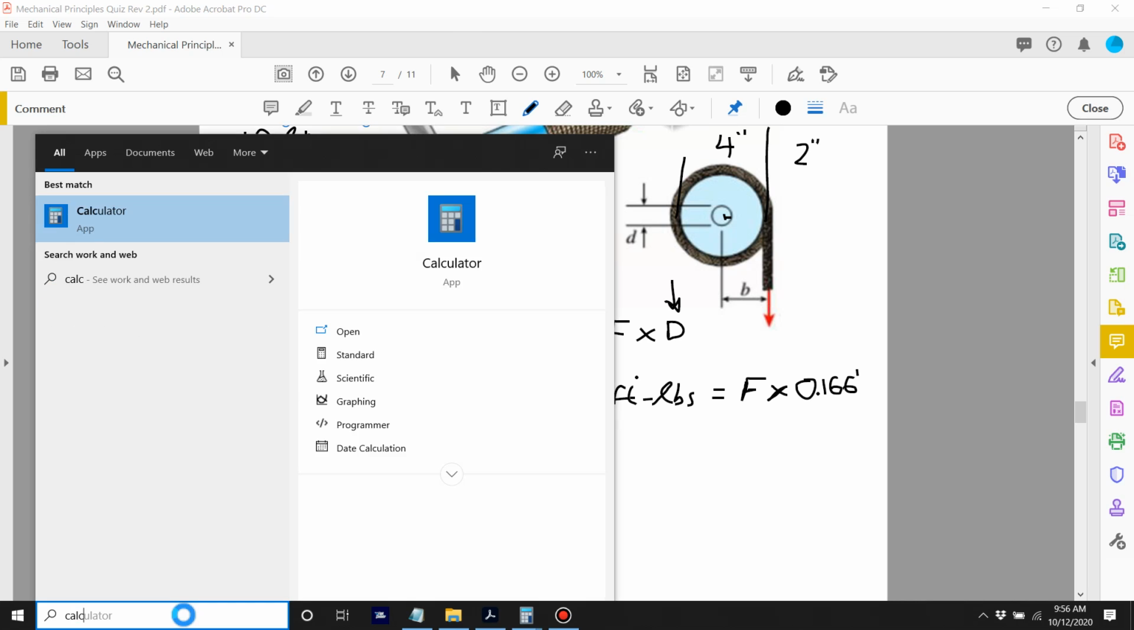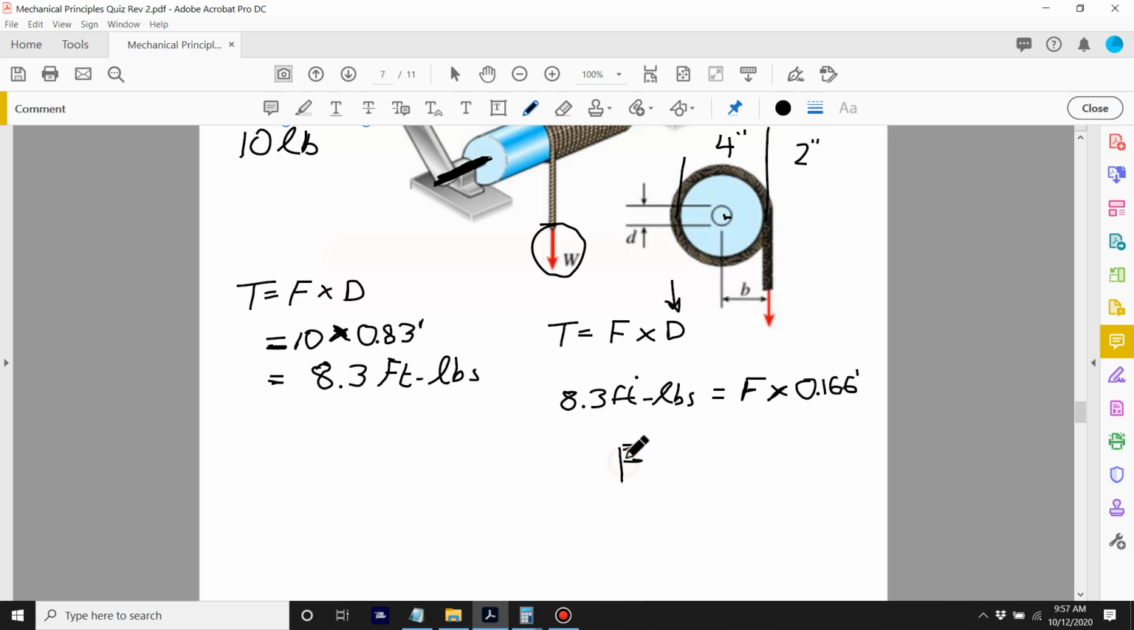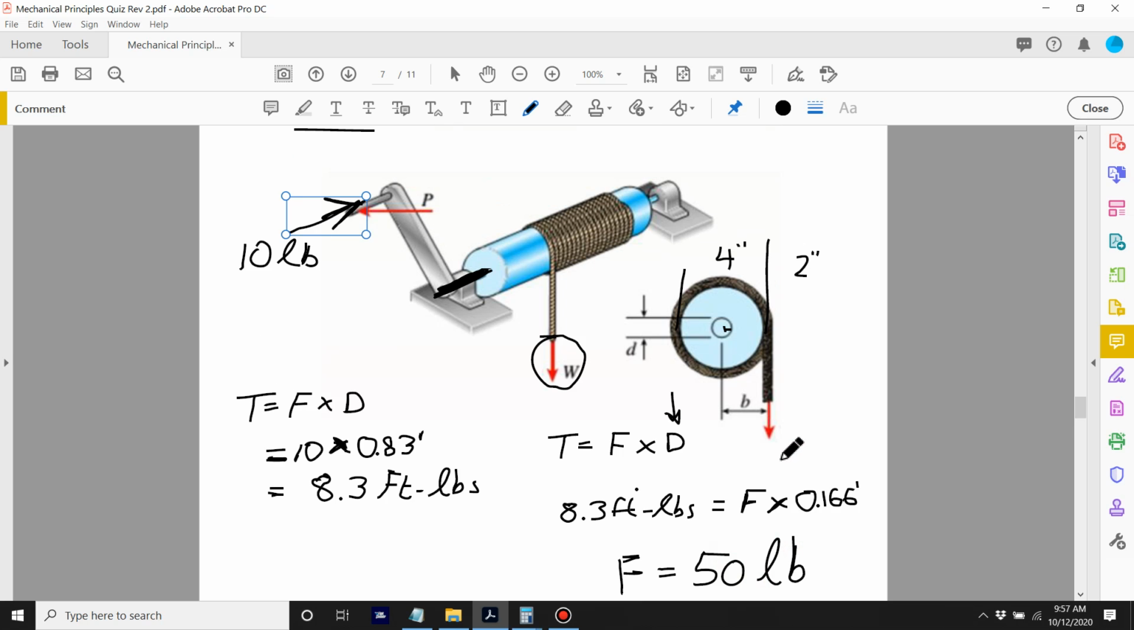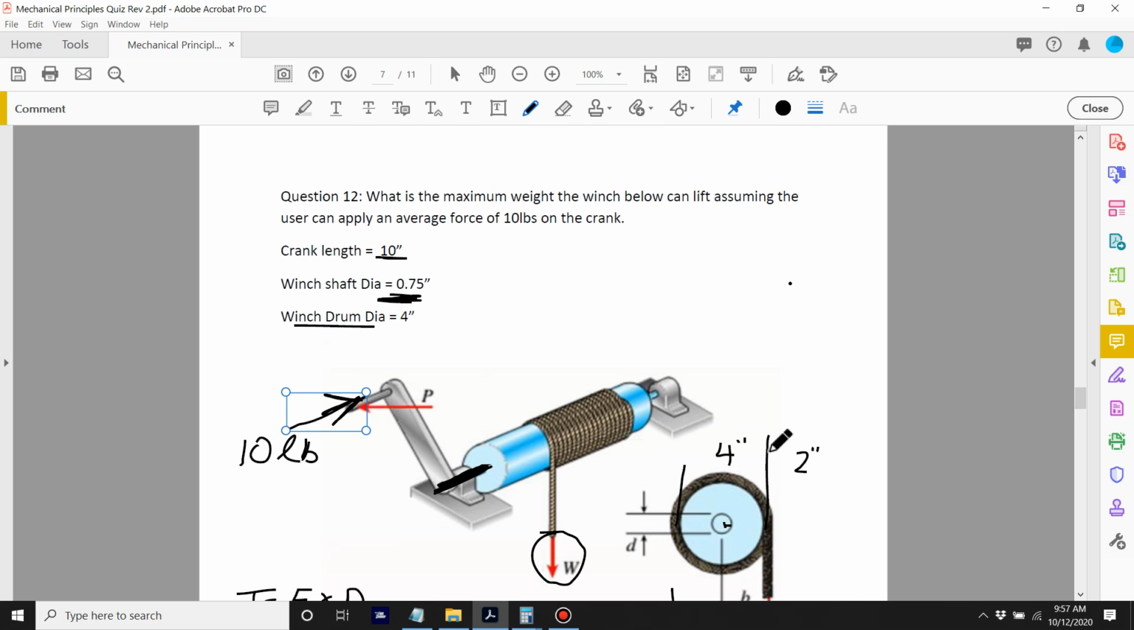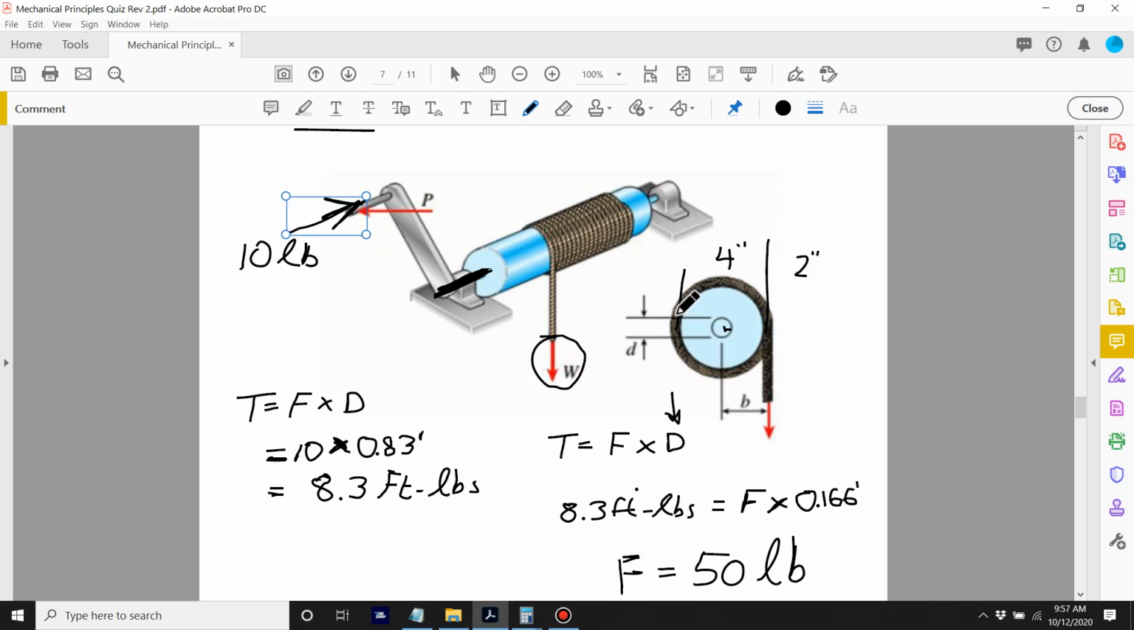So let's go 8.3 divided by 0.166 is equal to 50. So F is equal to 50 pounds. That is the maximum weight that winch below can lift. 50 pounds.